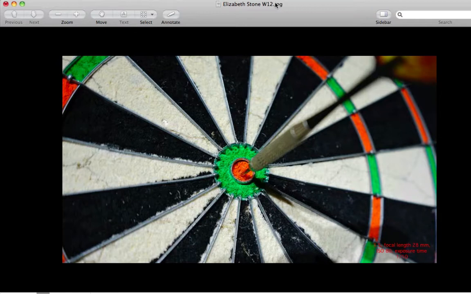And this week we are critiquing an image from the prompt score. Week 12 is where we're at, and our image this week is from Elizabeth Stone. Elizabeth submitted to the Facebook group this really awesome shot of a dartboard and the dart in there hitting the bullseye, and I was really drawn to this image for several different reasons.